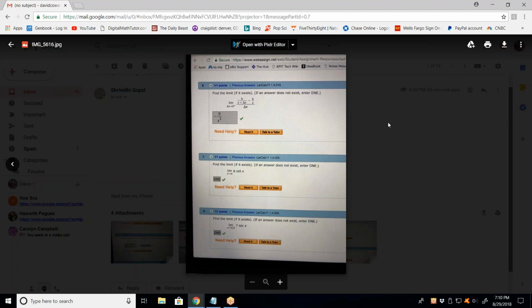What are we looking at? Number 6, and number 6, 7, and 8. Those are the 3. Notice what number 6 looks like. It looks like f of x plus delta x minus f of x all over delta x as delta x goes to 0 from the right.